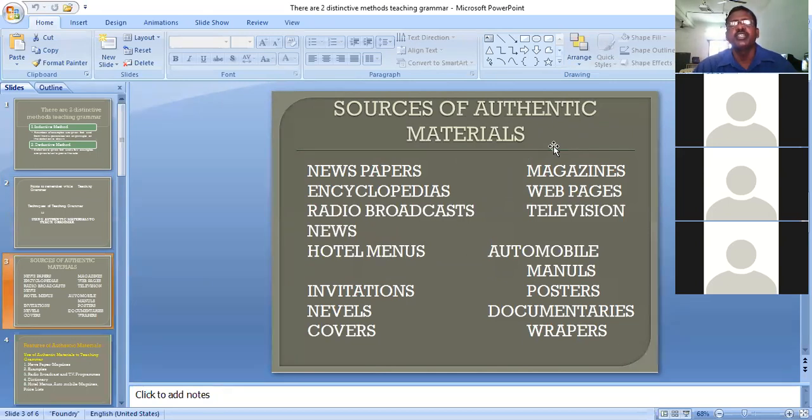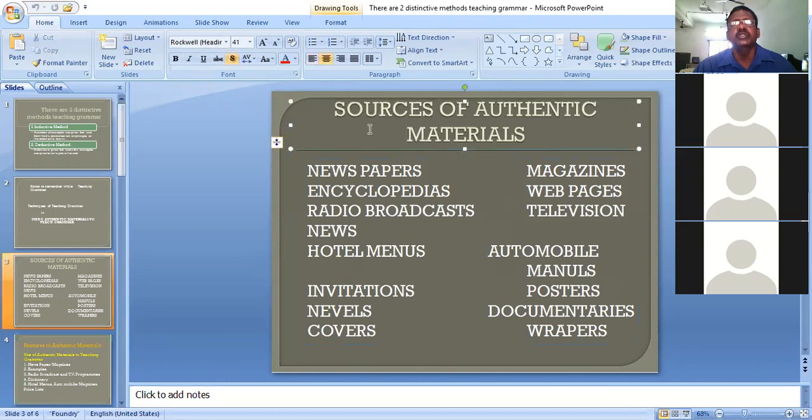Newspapers. Can you hear my voice, all of you? Yes, sir. Okay. Make them read newspapers. In the newspaper we can find advertisements, articles, cartoons, puzzles, stories and incidents. We read and make them read newspapers along with them.